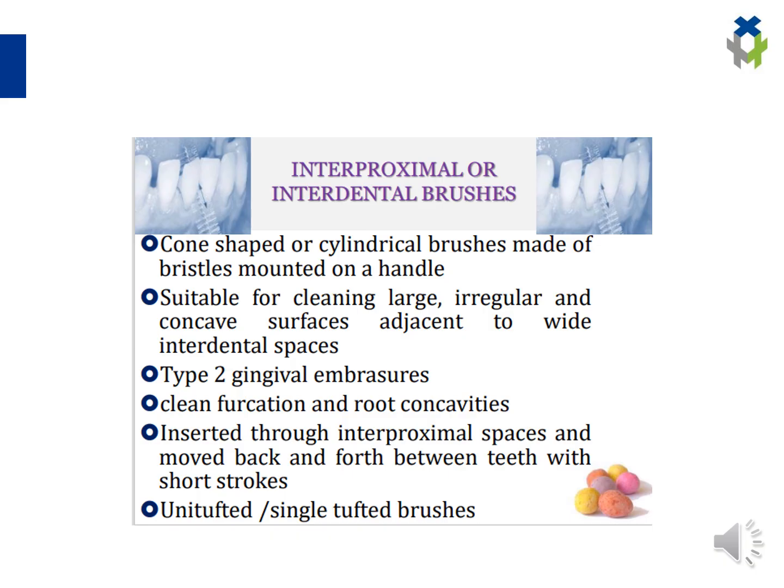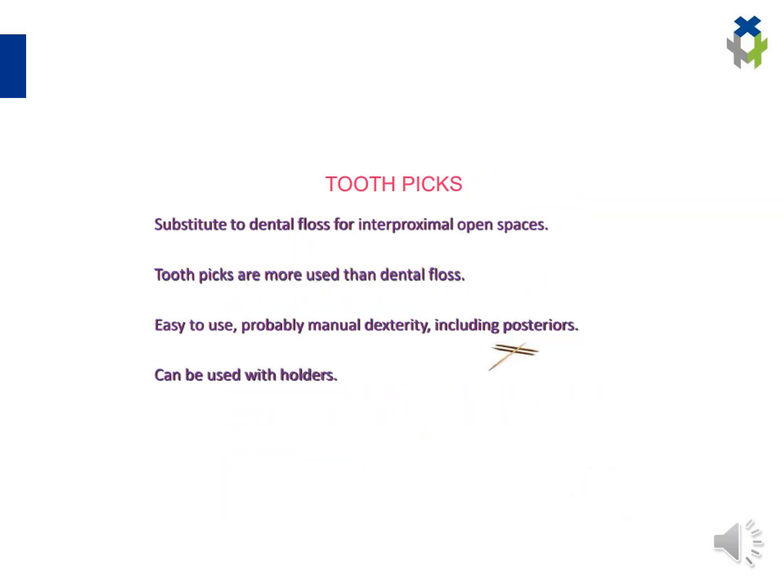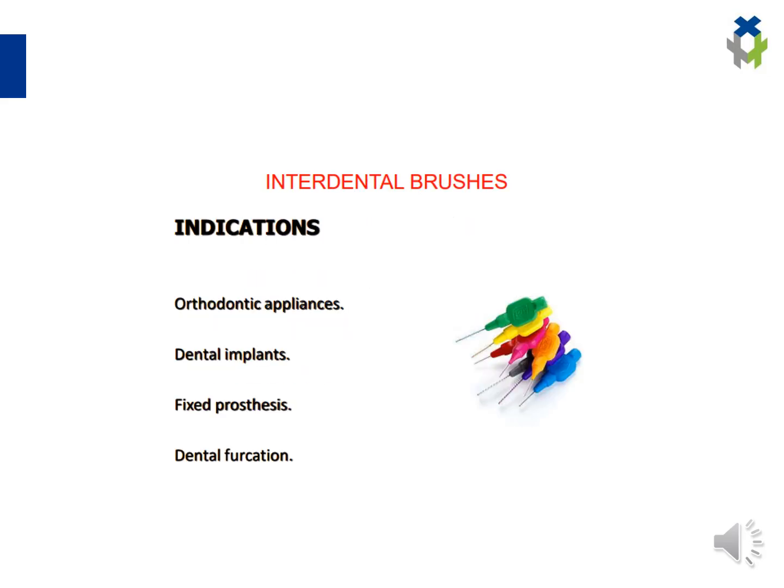Type 2 gingival embrasures are used to clean the furcation and root concavities. It is inserted through the interproximal spaces. Unitufted and single tufted brushes are used. Wooden tips are triangular in cross section, and the base of the triangle is facing the gingiva. Toothpicks are substitutes to dental floss for interproximal open spaces. Interdental brushes are used in orthodontic appliances, dental implants, fixed prostheses and dental fabrications.